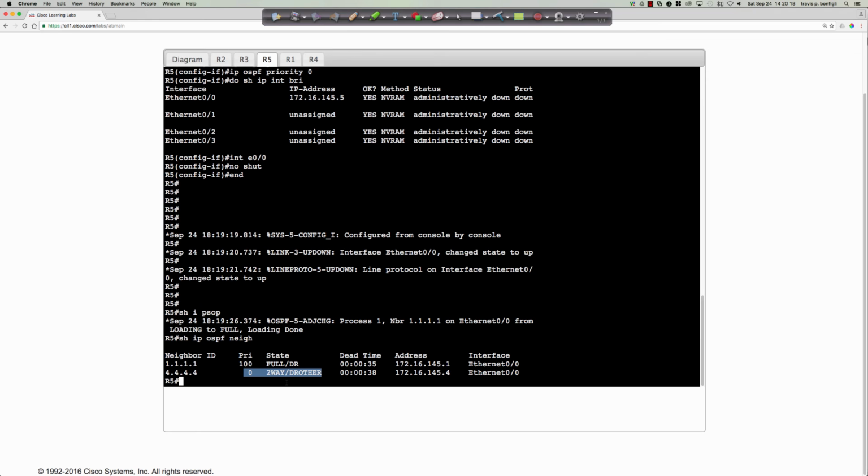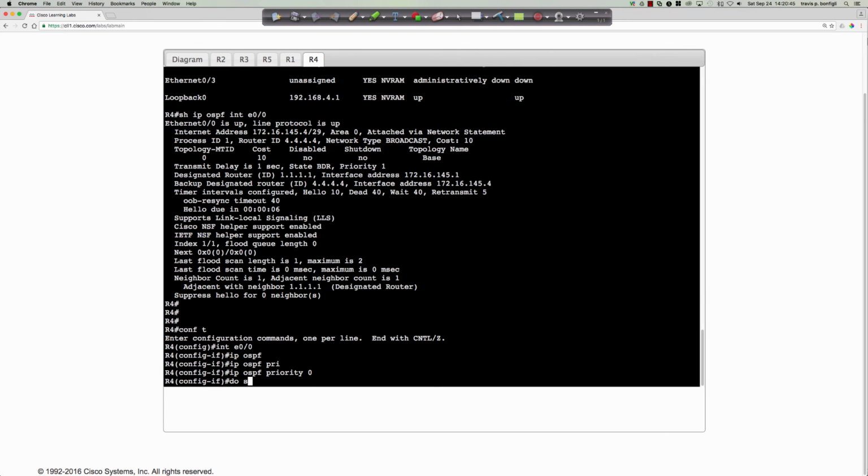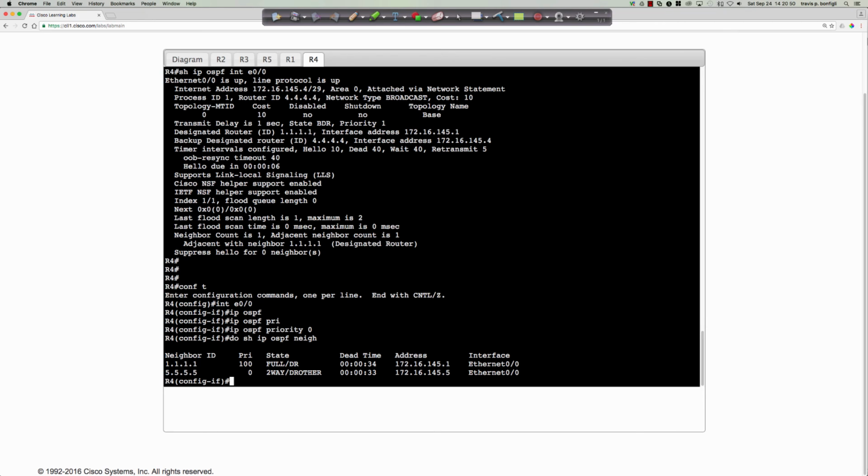And it's the DR and BDR's responsibility to ensure that the link state information is being synchronized throughout the area. Whereas other routers, they're simply adjacent with the DR and the BDR. They are not adjacent with each other. And the fact that neither of these, router 4 or 5, is participating in that DR-BDR election clearly indicates to us that they will go into a two-way DROther state. If I came over to router 4 and did the same thing, show IP OSPF neighbor, you can see with router 5, it is a two-way DROther relationship.